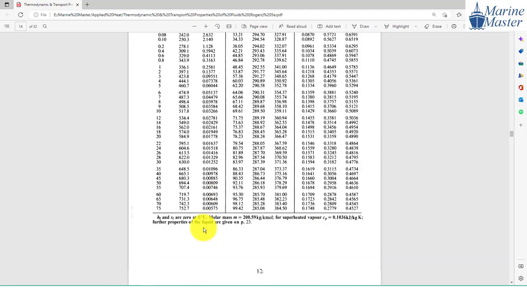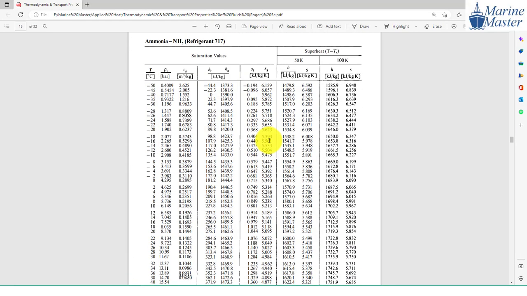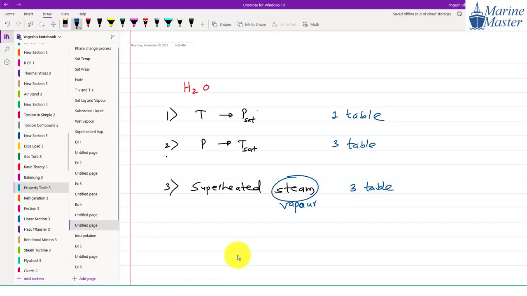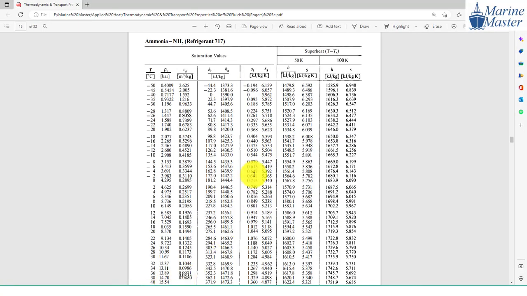This mercury is not important to us. Ammonia is also important. See which tables are important to us. First of all, the temperature and saturation table, that is one table. Then we have 3 tables for superheated steam. And the fourth table which is important to us is ammonia. This is a table related to ammonia.